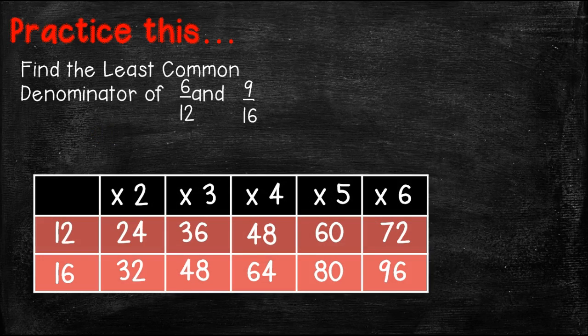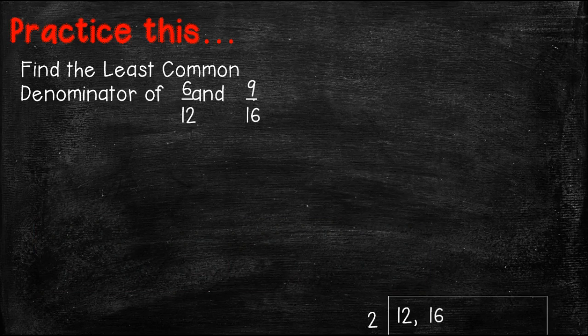Let's see how we found it. Well, here we could do the list the multiples strategy. So we went through and found all the multiples of 12 and all the multiples of 16. And then we found that 48 was the least common multiple. So we knew that 48 was going to be our common denominator.